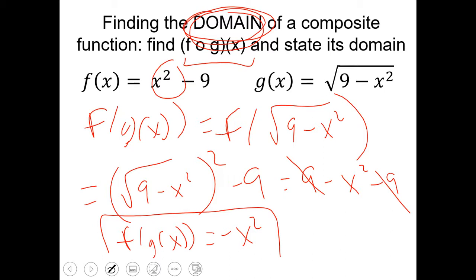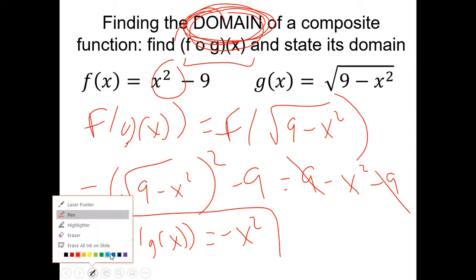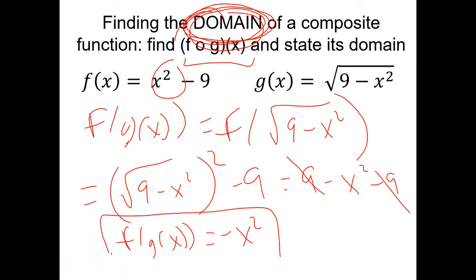Here's the thing though. If I was to ask you what is the domain of negative x squared, you would certainly tell me all real numbers. But when it comes to a composite function, you have to go back and consider the original problems. You have to consider the domain of each of the functions along the way. If the domain of the functions along the way is restricted, then your final answer has to be restricted. So go back to the f function: there are no restrictions, it's all real numbers.